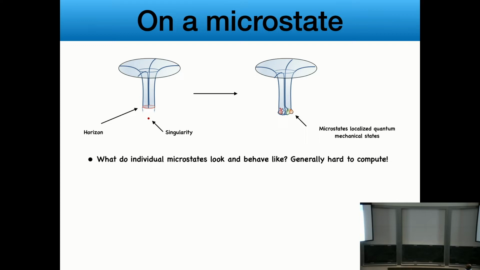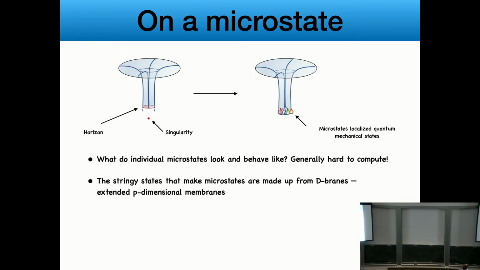And one other thing you might want to ask is, what do these individual microstates look like and behave? And this is generally very hard to compute, even in the realm of string theory. However, there are some lessons we can draw. So these states from the string theory, they come from what we call D-branes, so extended p-branes, p-dimensional objects. You can think of point particles. You can think of strings. You can think of extended surfaces as being physical states.